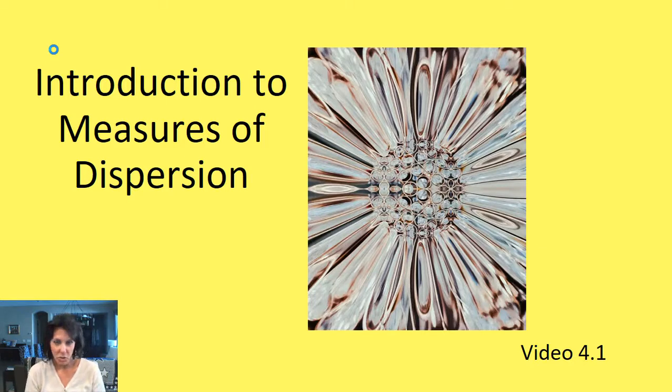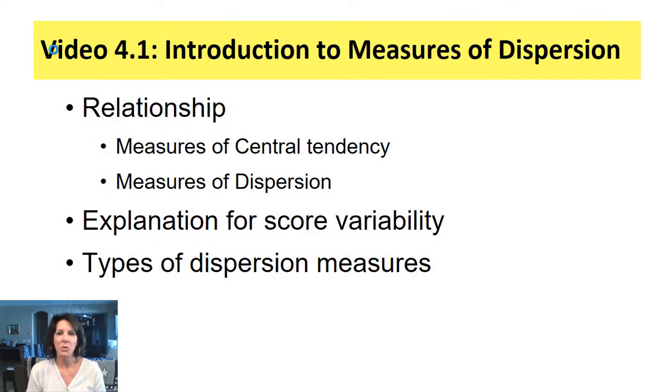Dispersion means how dispersed the scores are. Variability means how the scores are different from one another. And these are all ways of describing a set of scores. So I'm going to talk with you about the relationship between central tendency and these measures of dispersion. We'll talk about an explanation for score variability, and then three types of dispersion measures.